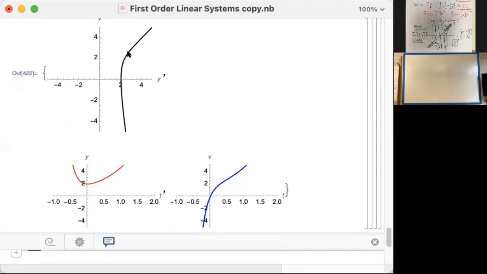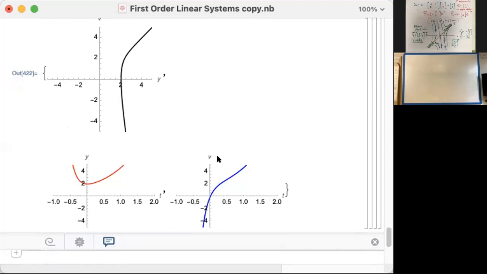Remember, this black curve has two components, an X component and a Y component. Separately, the X and Y components look like this. I don't have a very intelligent time scale here. I can make this more interesting to look at by cutting off some of this empty time. But do you see the initial value? 2 for X, initial value 0 for Y.